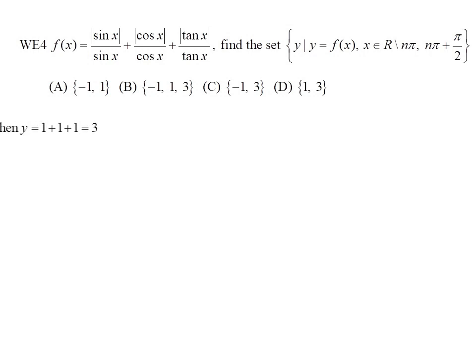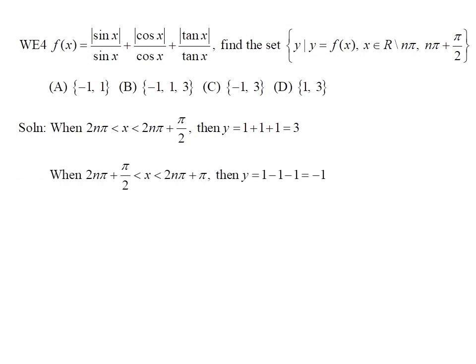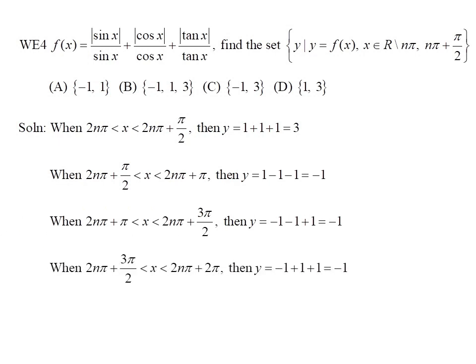Hence, when x is in the first quadrant, y equals 3. When x is in the second quadrant, y equals negative 1. When x is in the third quadrant, y equals negative 1. When x is in the fourth quadrant, y equals negative 1. Therefore, the set has two members, negative 1 and 3. So the correct answer is C.